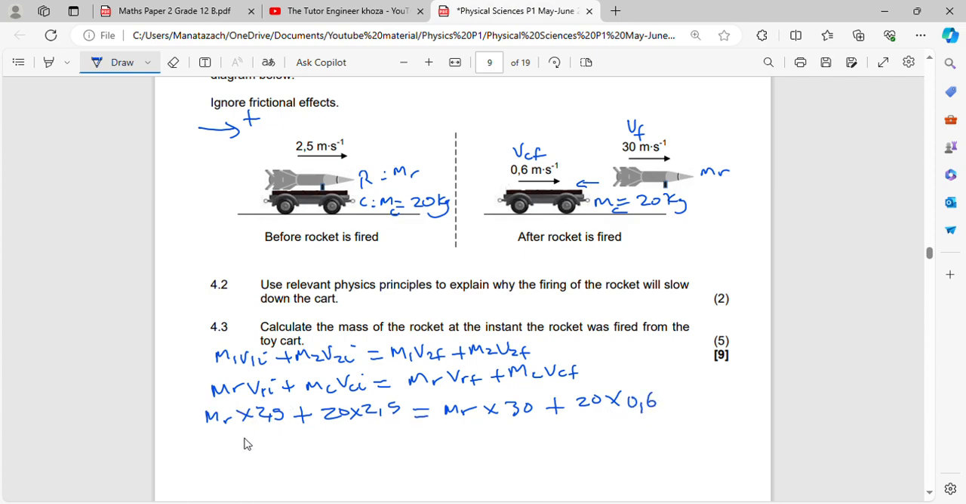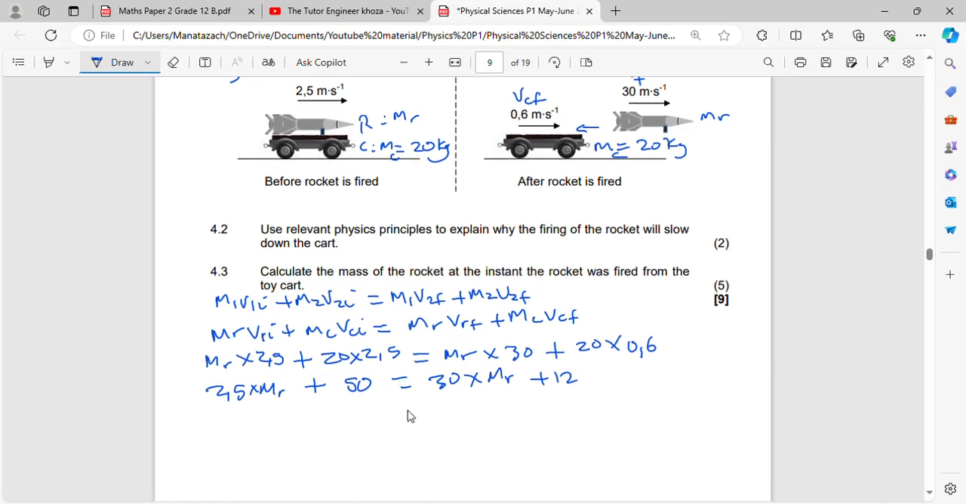So from here it's just going to be simple stuff. This would be 2.5 times mr plus 20 times 2.5. What is it going to give me? It's going to give me a 50. And then here I'll have 30 times mr, and then 20 times 0.6 will give me a 12. So from here on, it will be very easy. I'll take 30 to the left.